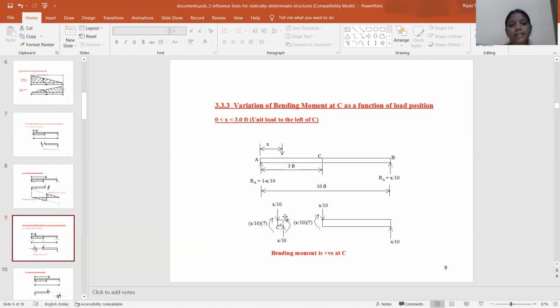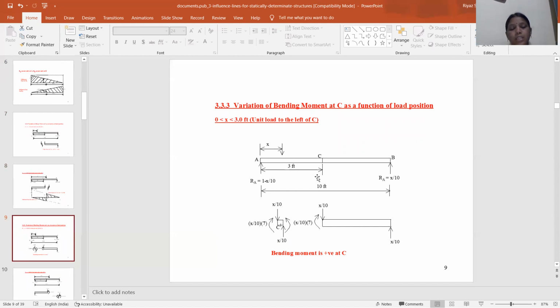0 less than x less than 3 feet. Unit load to the left of C. So reactions A and B at the section of C. Unit load applied to the left of the support C. This is a point load at a distance of x.